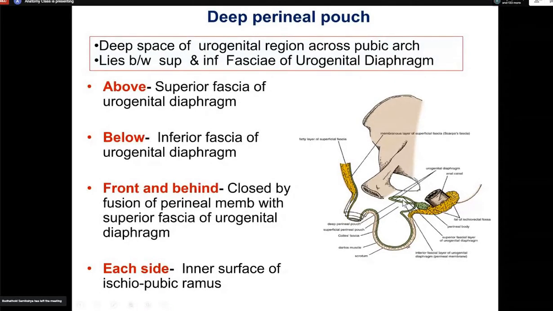Now on each side, the boundary is formed by the ischiopubic ramus, that is the inner surface of the ischiopubic ramus. So those are the boundaries of the deep perineal pouch.